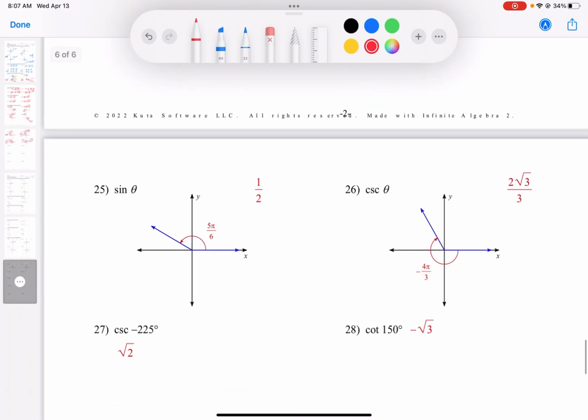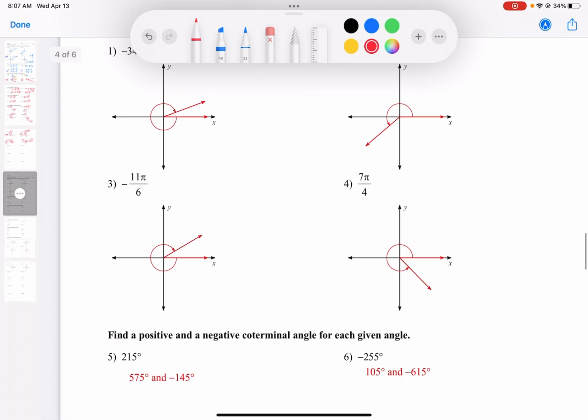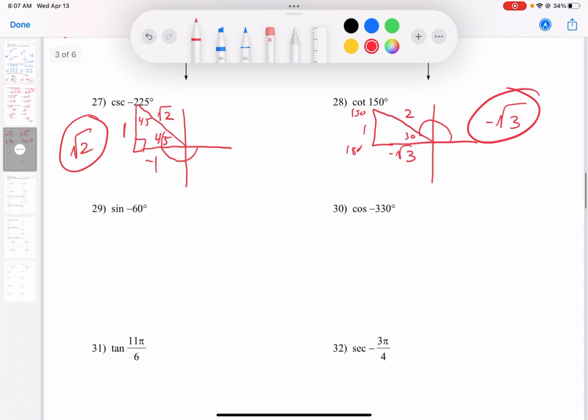How are we doing? We seem to be doing okay. Where are we at? I'm back up here somewhere.